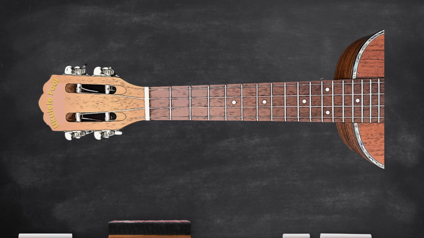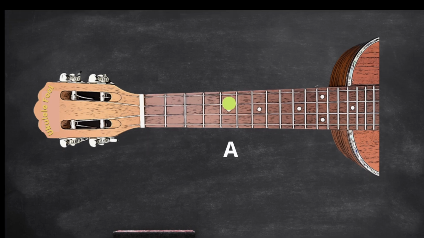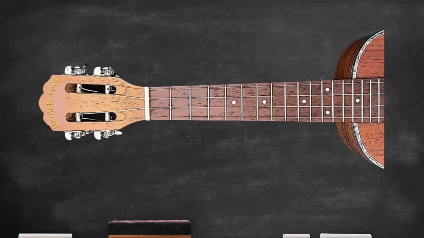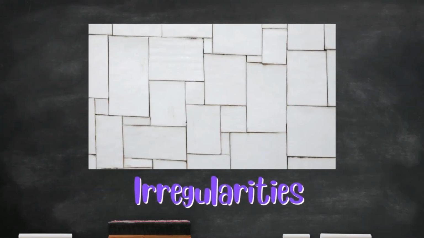Here it is on the E string. A flat, G flat, F, E. You can also do half steps or semitone intervals between the strings, but this is where you get some irregularities.